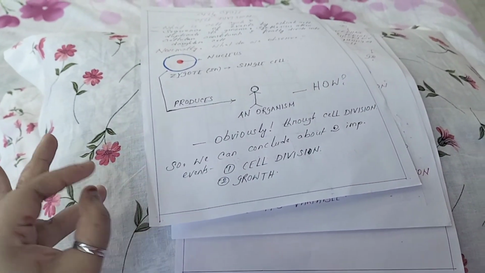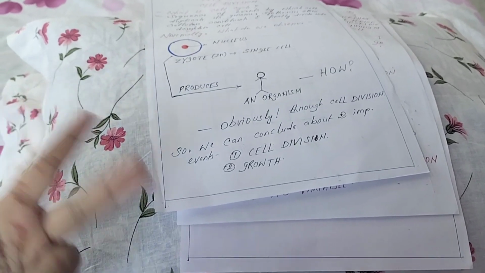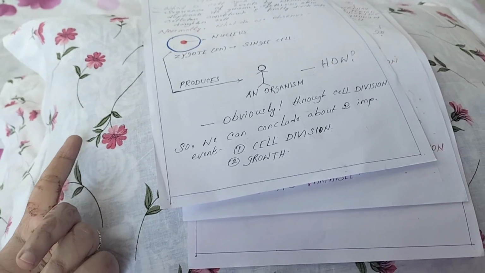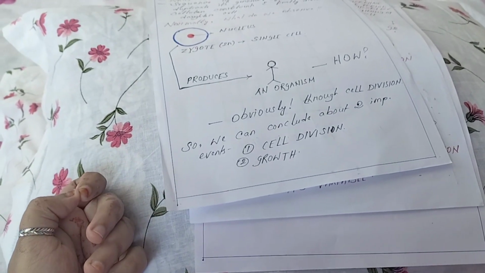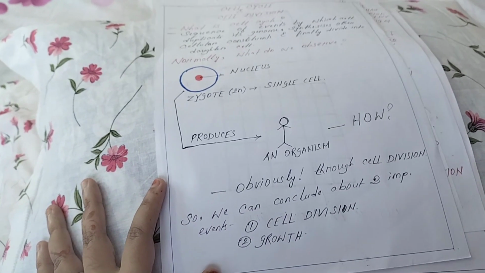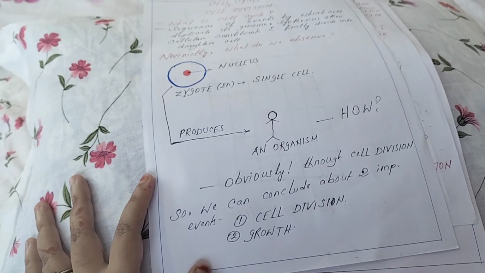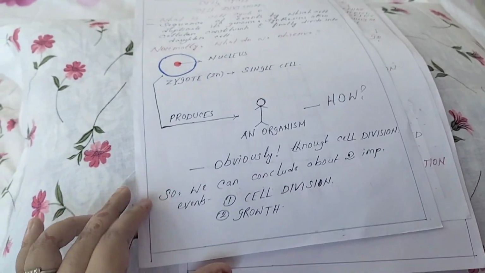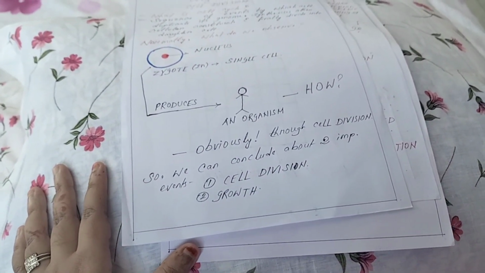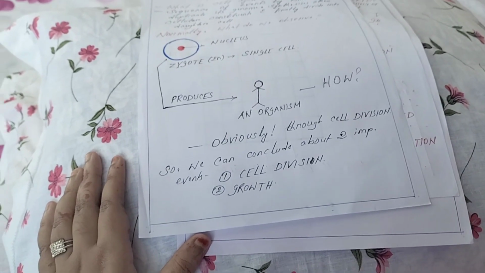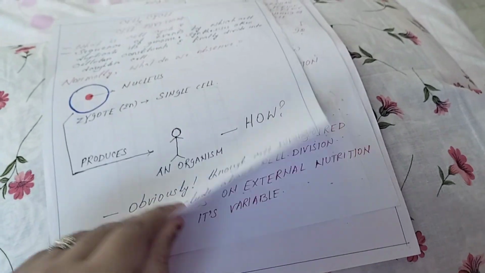So, how does this happen? This happens because obviously the zygote has undergone some divisions. Otherwise, how is it possible? Obviously, the single cell zygote has to undergo cell division in order to produce millions of cells. So we can conclude about two important events, that is cell division and growth.